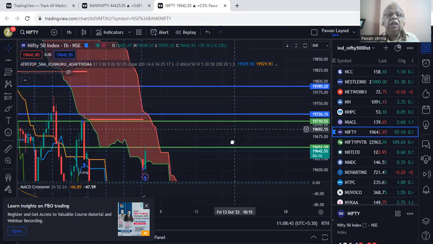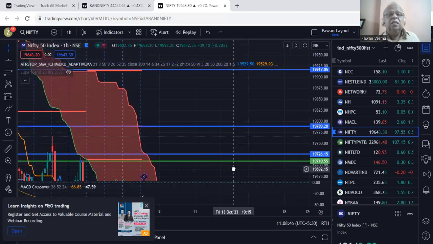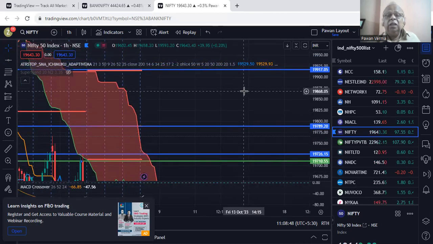Thereafter, the Nifty can move further to the level of 19,789, and after that another level is 125 points above, that is, presently it is 19,970. This is the last target which we are expecting.